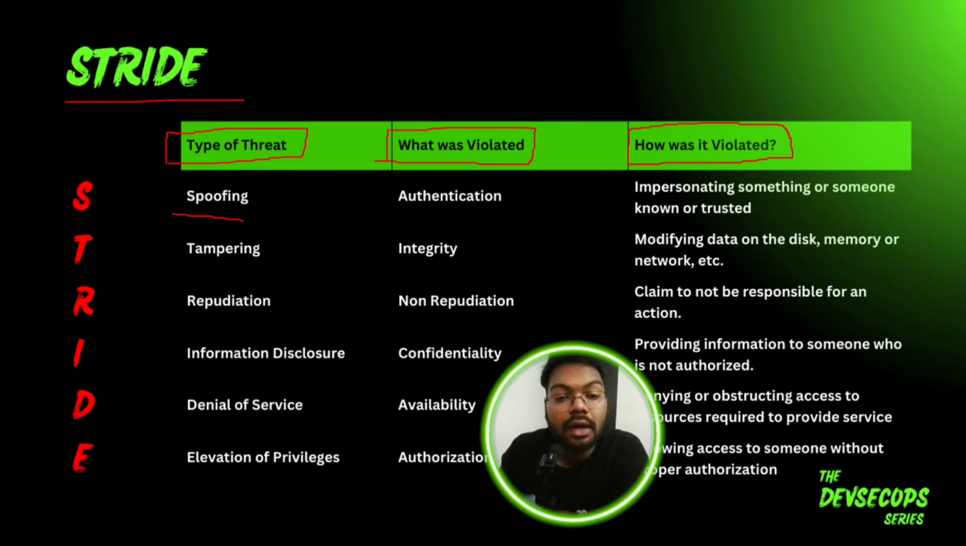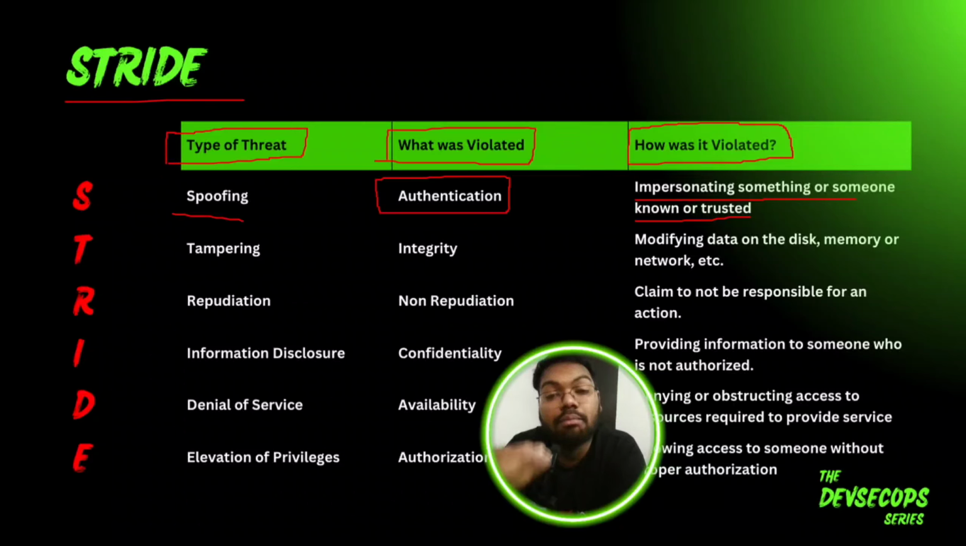So for spoofing, it violates authentication of your application, like someone impersonating something or someone known or trusted. Let's say you have an online friend, and someone comes to meet you in person and says he is Manthan. So now what is he doing? He is spoofing my identity. He's impersonating me.